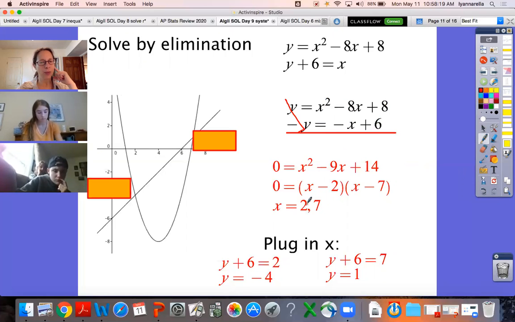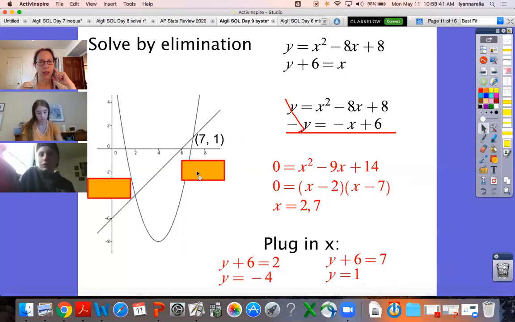But now you have to plug both 2 and 7 into one or the other equation. It's obvious this is the easiest equation to work with. So I'm going to use y plus 6 equals x. So y plus 6 equals 2. That makes y equal to negative 4. Or y plus 6 equals 7. That gives me y equals, can't see my bar here, 1.